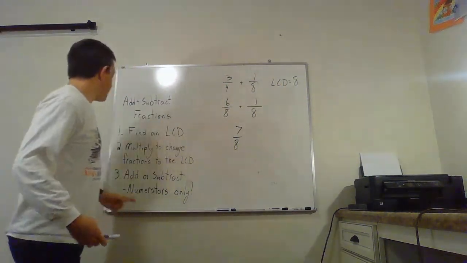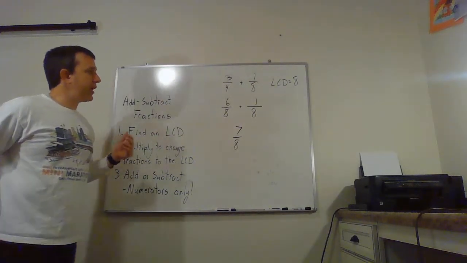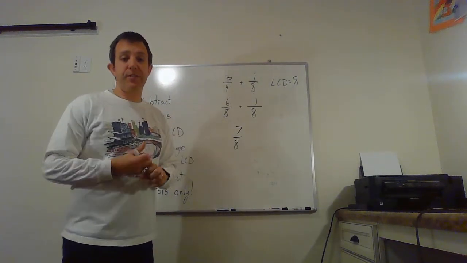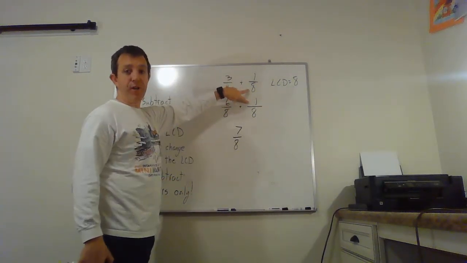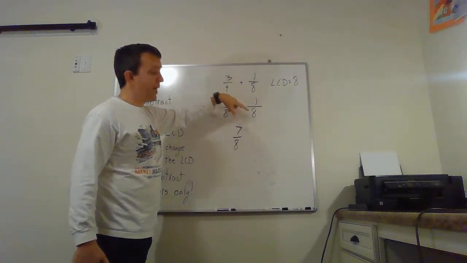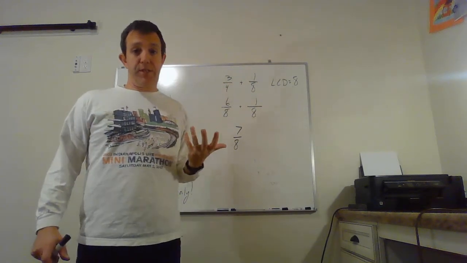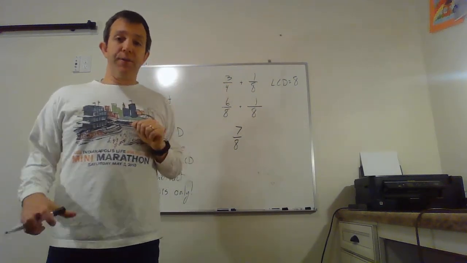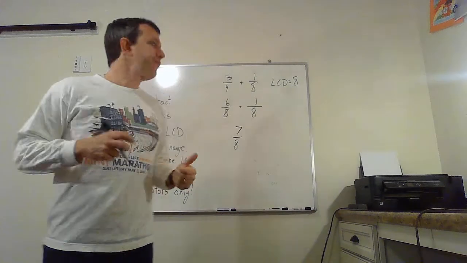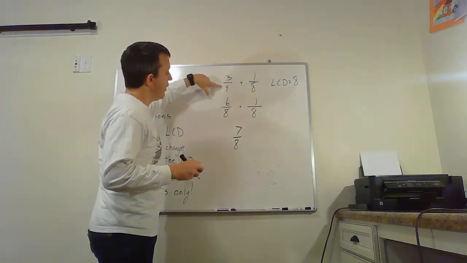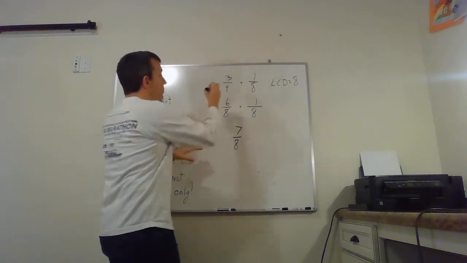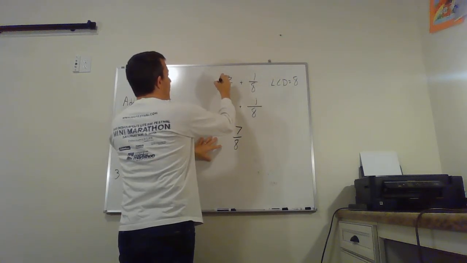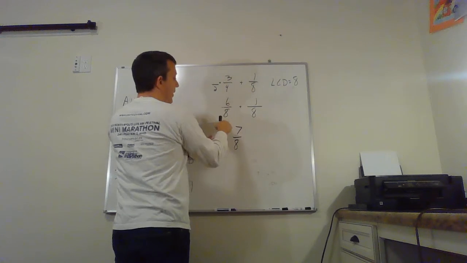So now I have to decide, okay, what do I need to change and what do I need to multiply to get to these denominators of 8? Well, the second fraction isn't going to change at all. It's already got an 8 on the bottom, so I don't have to change that one. But for the 3/4, I am going to have to change that. So I'm going to ask myself, 4 times what will give me 8? Now, this one's not too bad, it's just 2, right? 4 times 2 would be 8.